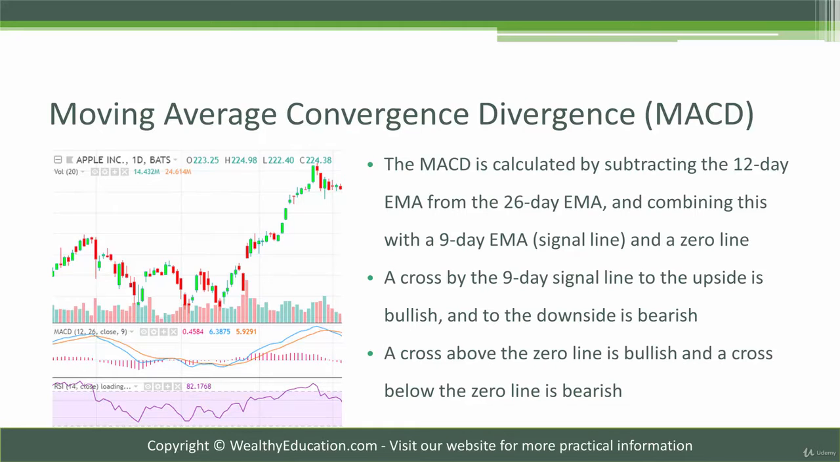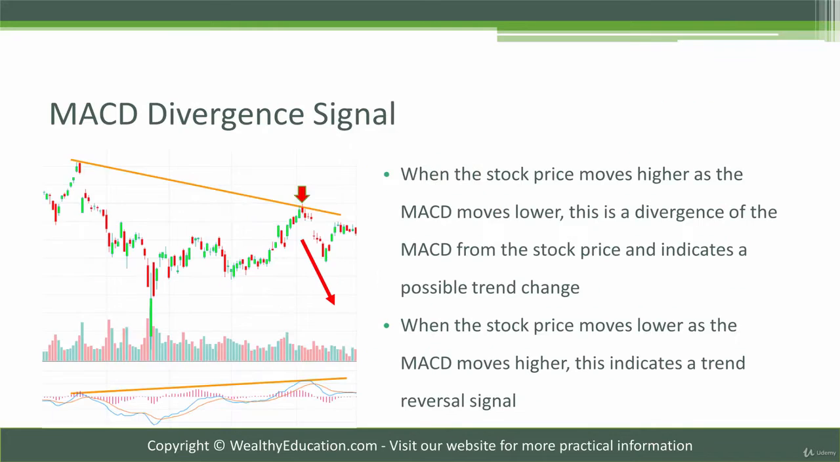The final thing we're going to talk about, and that we'll look at in the charts in just a minute, is a divergence. When a stock moves higher, but the MACD moves lower, that's a divergence. The same thing happens when a stock moves lower, but the MACD is moving higher. What this indicates is that the price in the direction that it's moving is starting to slow and could possibly change trend direction. So you have a divergence between the stock price and the direction of the MACD, which again is indicating a possible trend change.